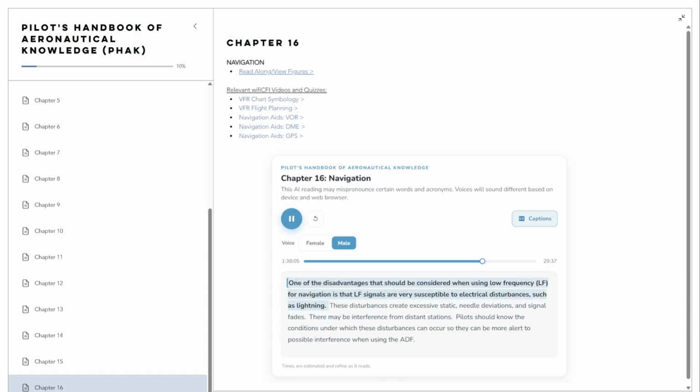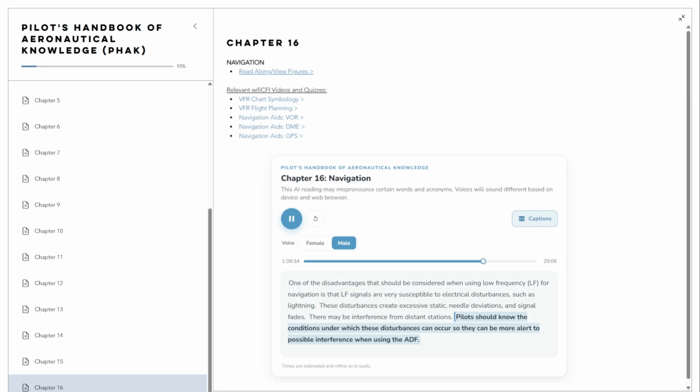One of the disadvantages that should be considered when using low frequency, LF, for navigation is that LF signals are very susceptible to electrical disturbances, such as lightning. These disturbances create excessive static, needle deviations, and signal fades. There may be interference from distant stations. Pilots should know the conditions under which these disturbances can occur so they can be more alert to possible interference when using the ADF.